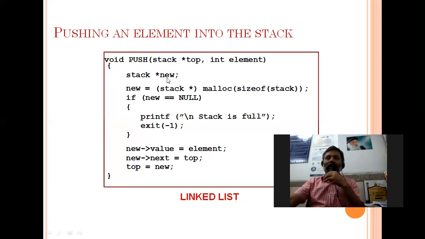So we are taking another pointer variable, new. We are using the malloc function. It will allocate one node's memory size, whatever the size is. We are typecasting again, to stack struct. So memory will be allocated to new. We will check whether this memory has been allocated or not by checking if new is equal to null.